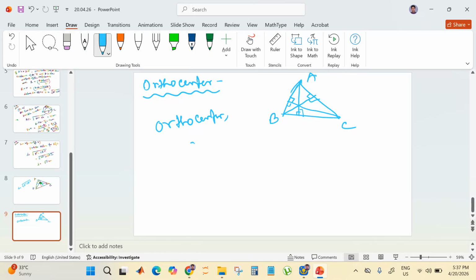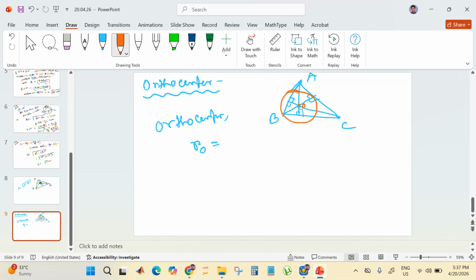Orthocenter, smaller o equals smaller of o, the orthocenter. That means if you draw a circle, taking this point O as a center, then you can find a circle like this. So it can touch any point on the side AC or BC or CA.